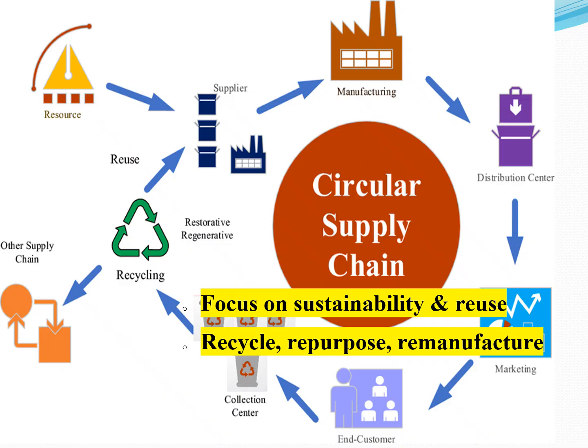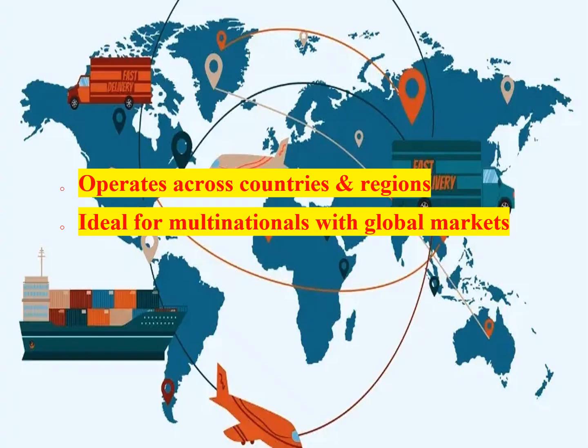Circular supply chain model is getting very popular in the businesses due to its sustainability-driven approach. This model minimizes waste by promoting reuse, recycling, and repurposing. It's increasingly important as businesses move toward green practices. Last but not the least, is the global supply chain model, which spans across multiple countries, sourcing, manufacturing, and distributing worldwide. It supports multinational businesses serving diverse markets.